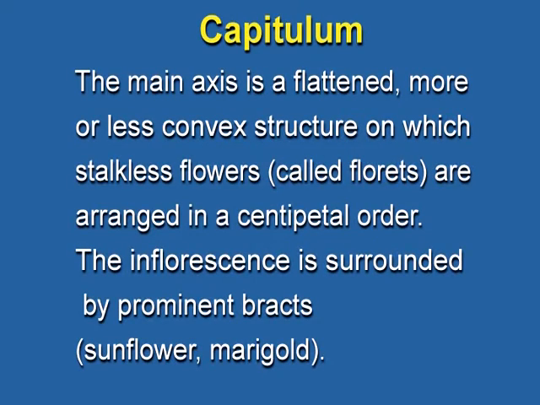Let us see what is capitulum. In capitulum, the main axis is a flattened, more or less convex structure, and on this convex structure stalkless flowers are arranged in a centripetal order, which are known as florets. The inflorescence is surrounded by prominent bracts. It is present in sunflower and marigold.